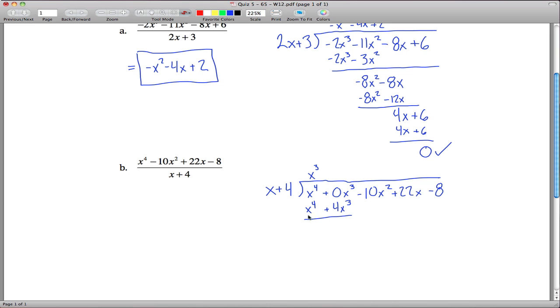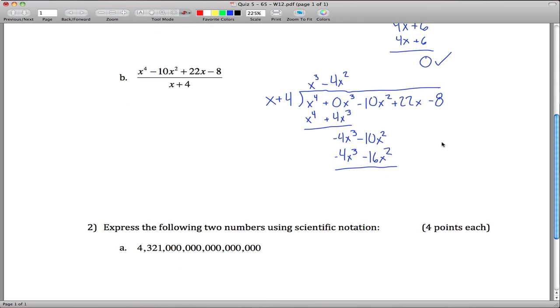And now I subtract. These go away. 0 minus 4x cubed is negative 4x cubed. And I bring down the negative 10x squared. And now what do I put here so that when I multiply it times x plus 4, I get this? Put negative 4x squared, because that gives me negative 4x cubed minus 16x squared. Now I can subtract again. Negative 4x cubed minus negative 4x cubed is nothing. Negative 10x squared minus negative 16x squared is the same as negative 10 plus 16x squared. So that is 6x squared.